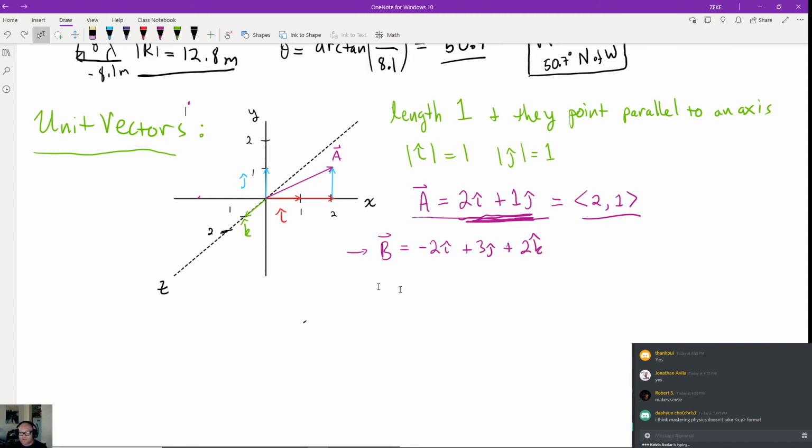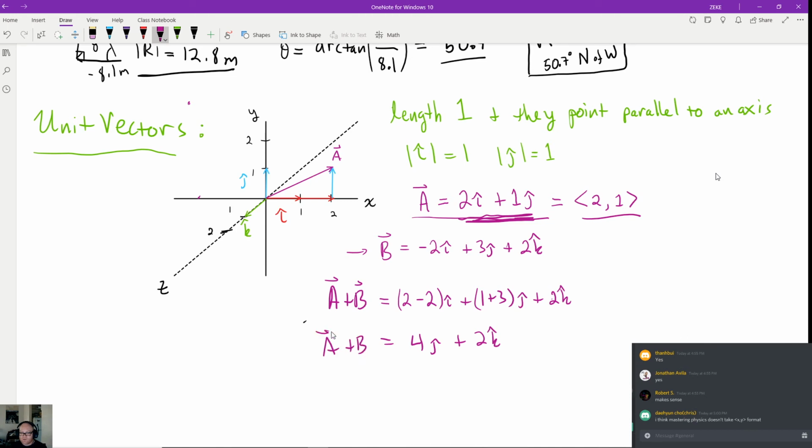So that's a way to write a vector like this. And it's really easy to add these vectors together, actually, right? Because now if I want to add A plus B, it's basically already written in component form. And so all I have to do is collect the i's, right? So I've got 2 minus 2 times i-hat. I've got 1 plus 3 times j-hat, and I've got, this one doesn't have any k's, right? So just 2 k-hat. That's what the sum of those two vectors is. And it turns out that it's equal to 4 j-hat plus 2 k-hat. And that's what a unit vector is. It's really, really powerful.